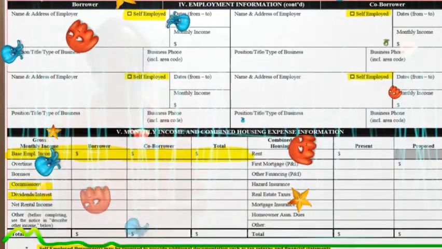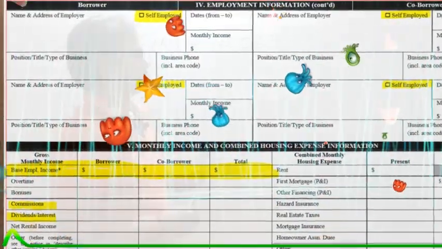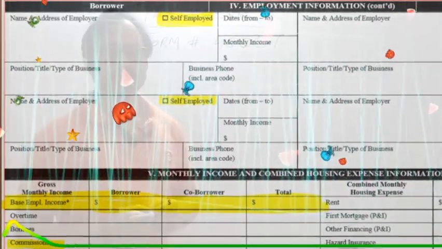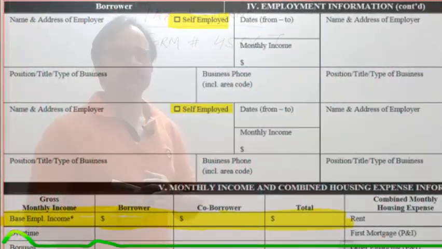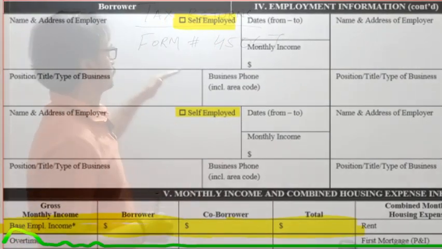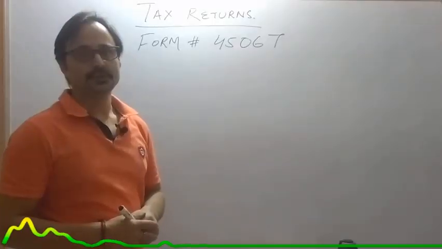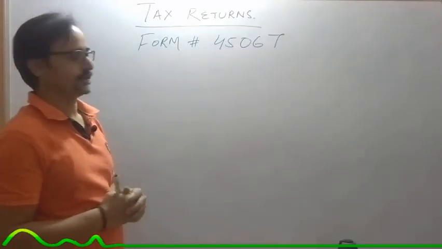Hello friends, I hope you liked the previous session. Today we are going to continue with the same and look at a few more documents that are utilized while reviewing the tax returns or while reviewing the self-employment information or self-employment income, right?